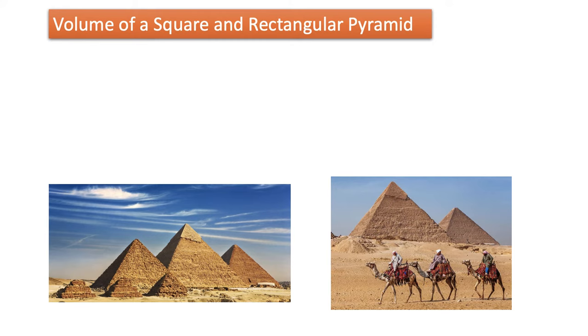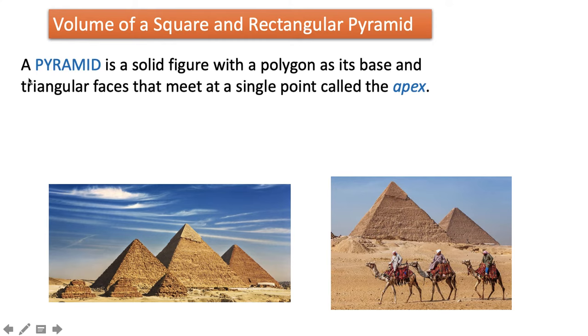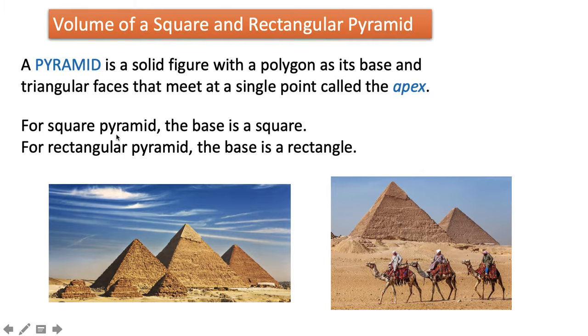Volume of a square and rectangular pyramid. A pyramid is a solid figure with a polygon as its base and triangular faces that meet at a single point called the apex. For a square pyramid, the base is a square. For a rectangular pyramid, the base is a rectangle.